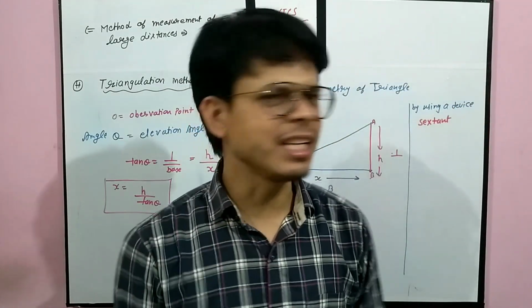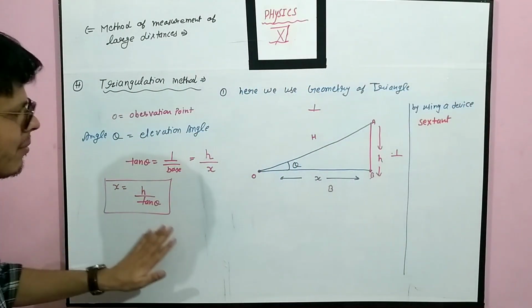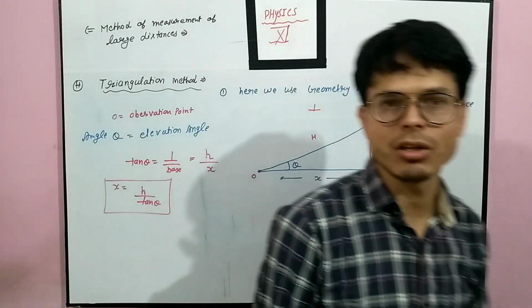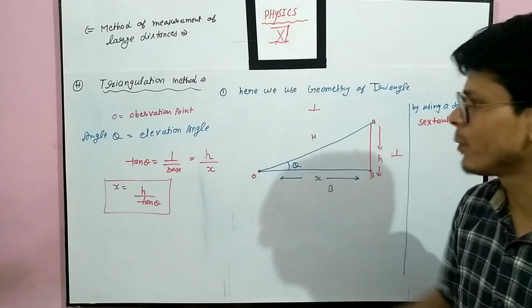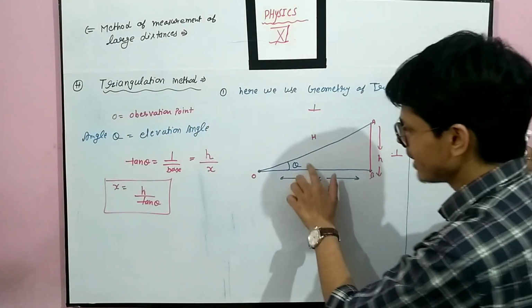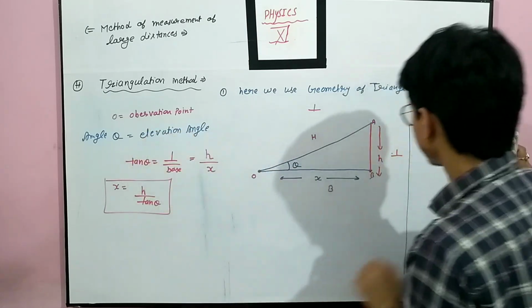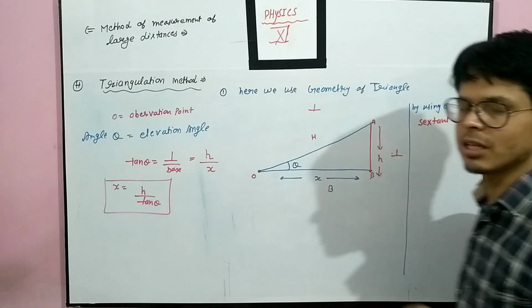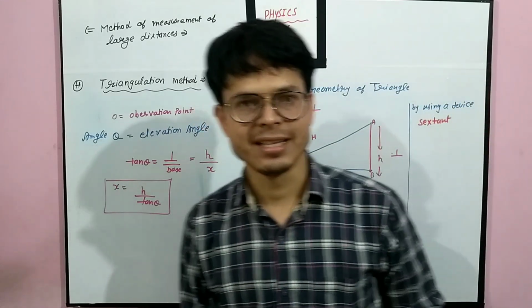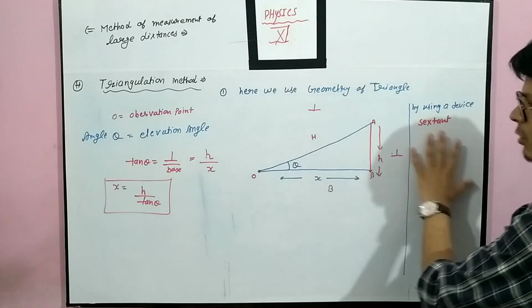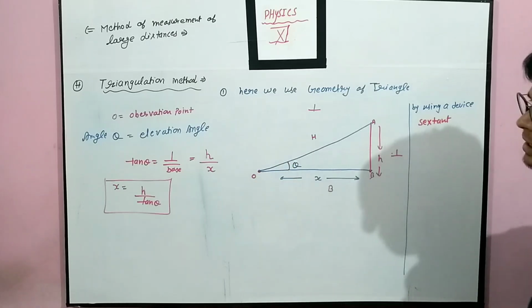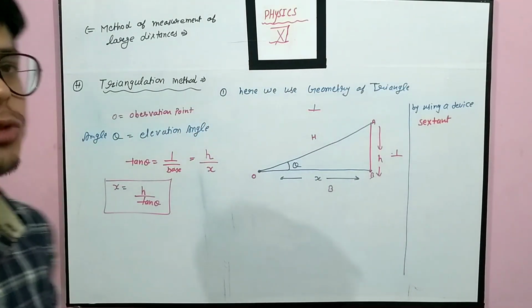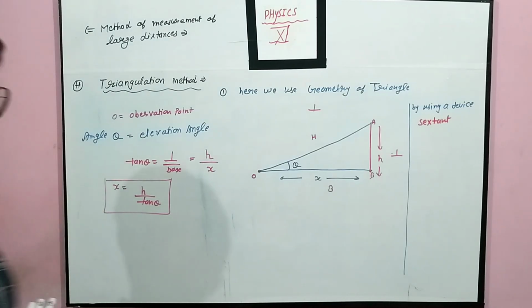Is it clear? This is a very easy method. This is called the triangulation method. Here we use the geometry of triangle. Few points you have to keep in mind. This angle is called the elevation angle, and the device used to find this angle is called a sextant. By this sextant you will find the angle, and then apply this formula to find out the position. So this is another method by which you can find the height and distances.